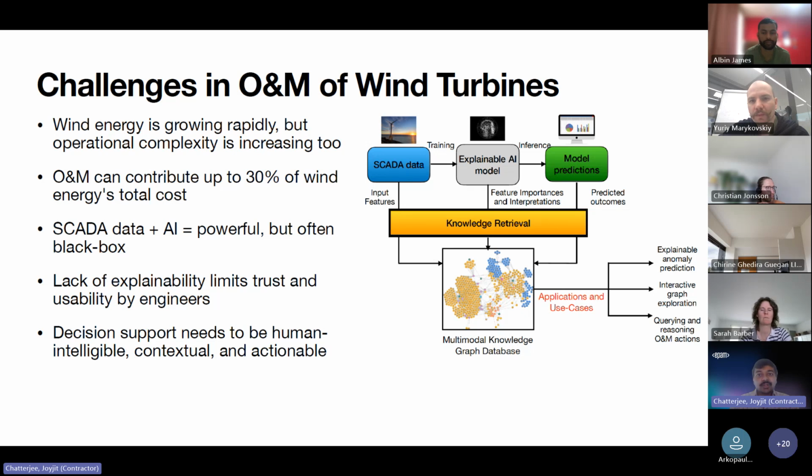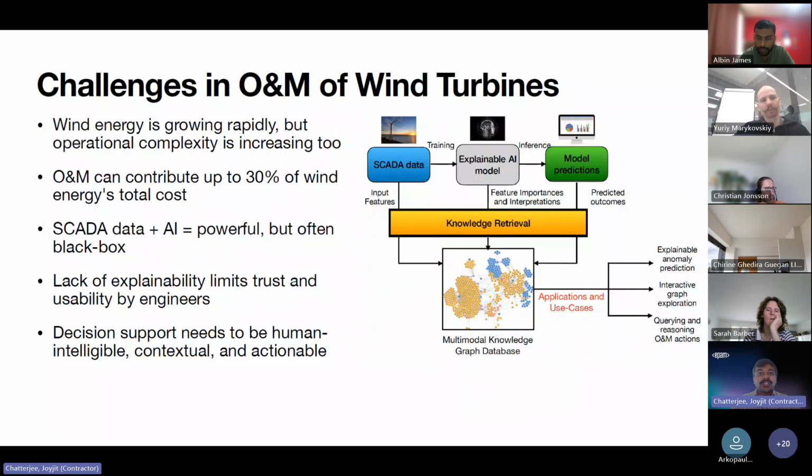And of course, as you know, AI with all that nice SCADA features from various sensors is really powerful. You have so much data from so many sensors, you can use that to train models that can predict faults in different subcomponents and things like that. But as you know, most of the newer AI models, especially the bigger, more complex ones like the neural networks, are often black box models.